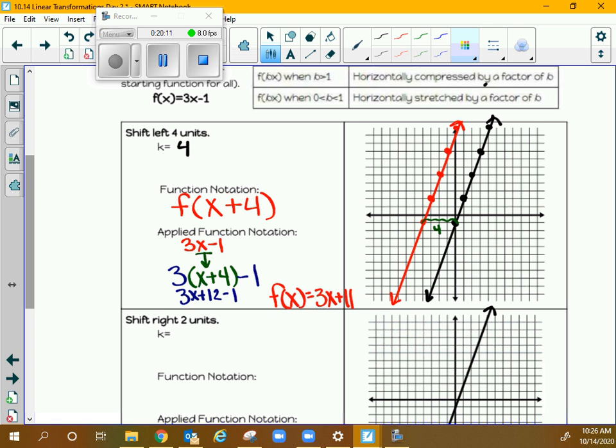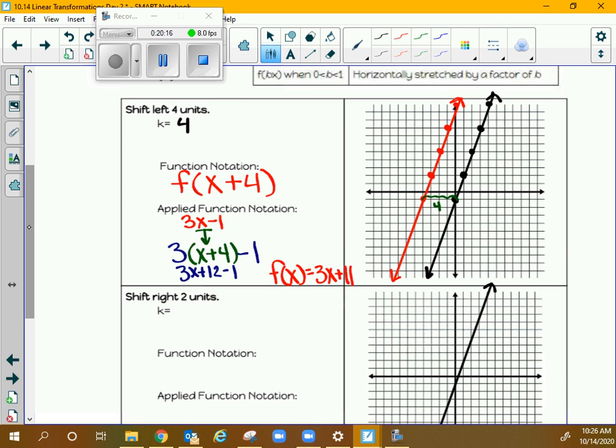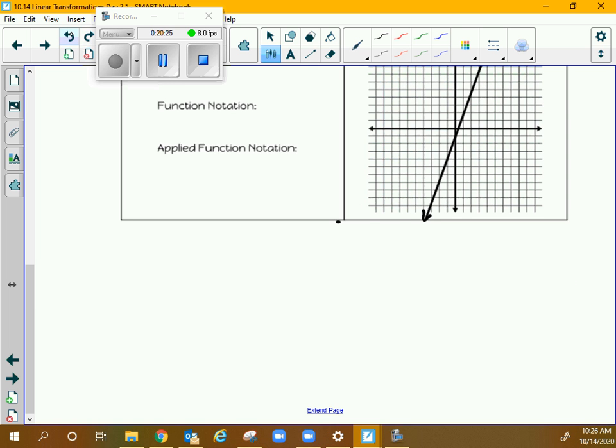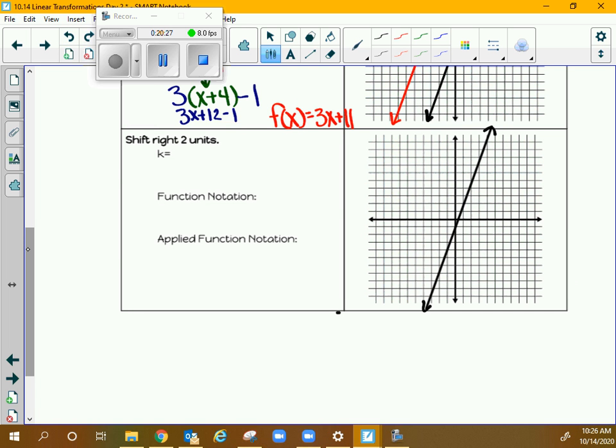Okay, so if moving left is addition, moving right should be subtraction. So if I'm going to the right 2 units, minus 2, because look, if I want to go to the right 2, what's happening to my y-intercept? It's going down. So my k value is now -2, and I've got f of x minus 2.